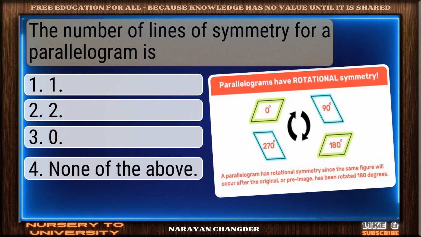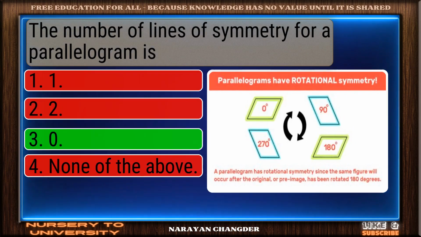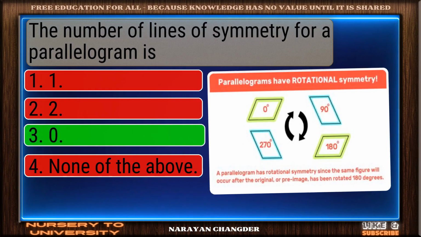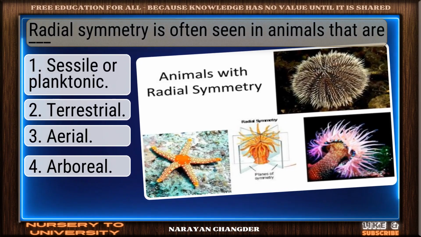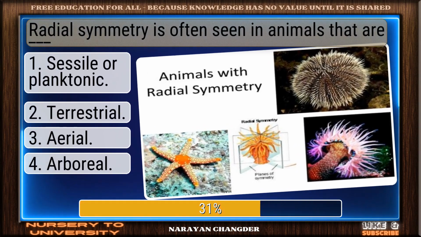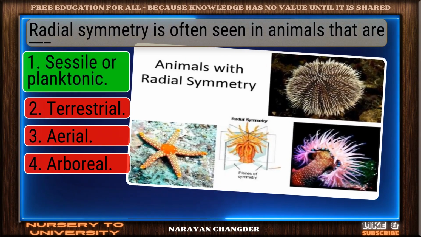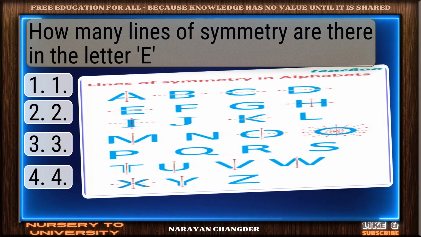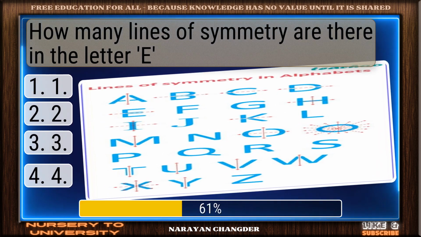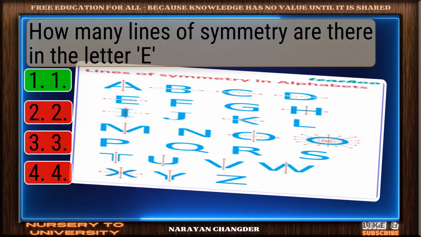The number of lines of symmetry for a parallelogram is. Clear logic. Your choice 0 is sound and 100% true. Radial symmetry is often seen in animals that are dash. Perfect. Sessile or planktonic is the correct choice. How many lines of symmetry are there in the letter? Smart pick. 1 is the correct choice.